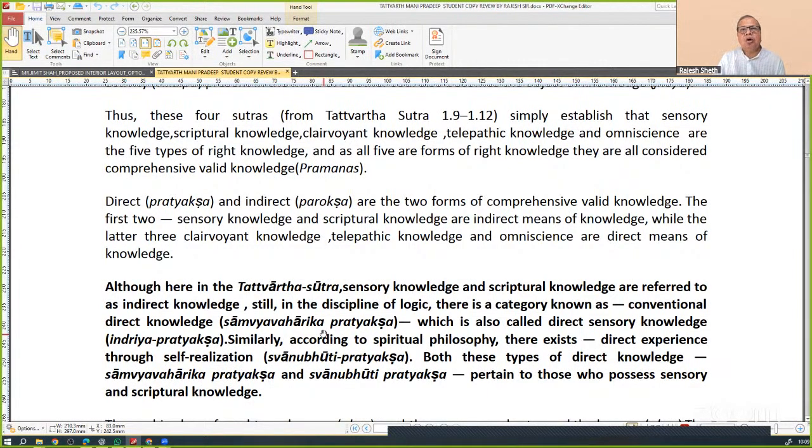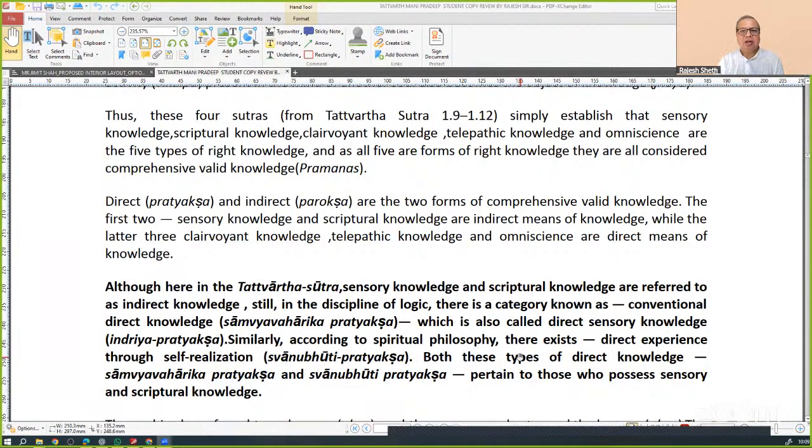Like in a court of law, a murder is committed, and the judgment is given on the basis of the witness. What the witness says is, I saw with my own eyes that he killed that person. Now, in the court of law, this is considered valid knowledge, because it is direct. He has directly known it. So that is called direct from the conventional viewpoint. Whatever you see through the five senses is not direct in the real sense. It is direct from the conventional viewpoint.